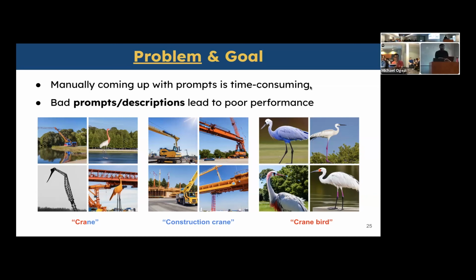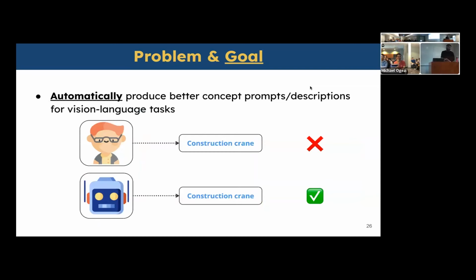So we can do this manually, but it's time consuming, and we can see the result of not having good prompts. So what is our goal here? We want to automatically produce better concept prompts or descriptions for vision language tasks. So instead of Gary here coming up with prompts himself, we can have a robot do it for him.